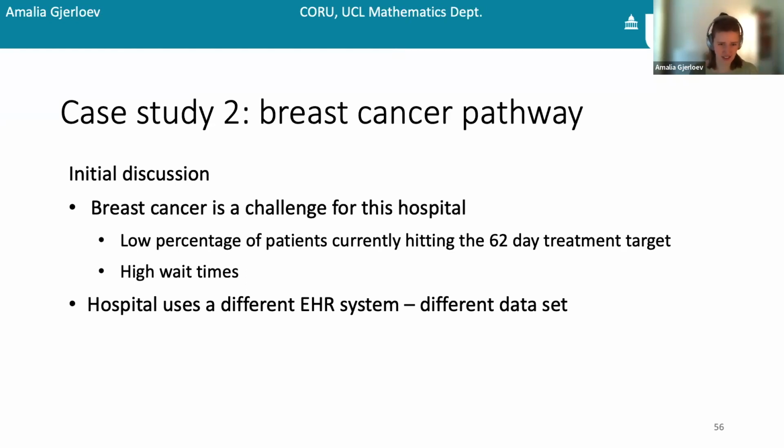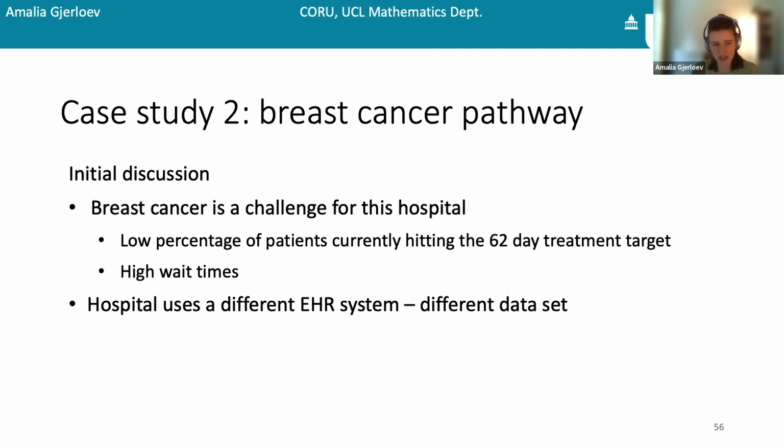We talked about exactly what pathways we might want to model, and the breast cancer pathway was definitely the pathway to model for this hospital. Breast cancer is a challenge for this hospital. There's a low percentage of patients actually hitting the 62-day treatment target. They have very high wait times. They all around struggle with this pathway and making sure that patients are getting timely care. So this was definitely a pathway that we could model and try to tease out some information that might be useful to them.